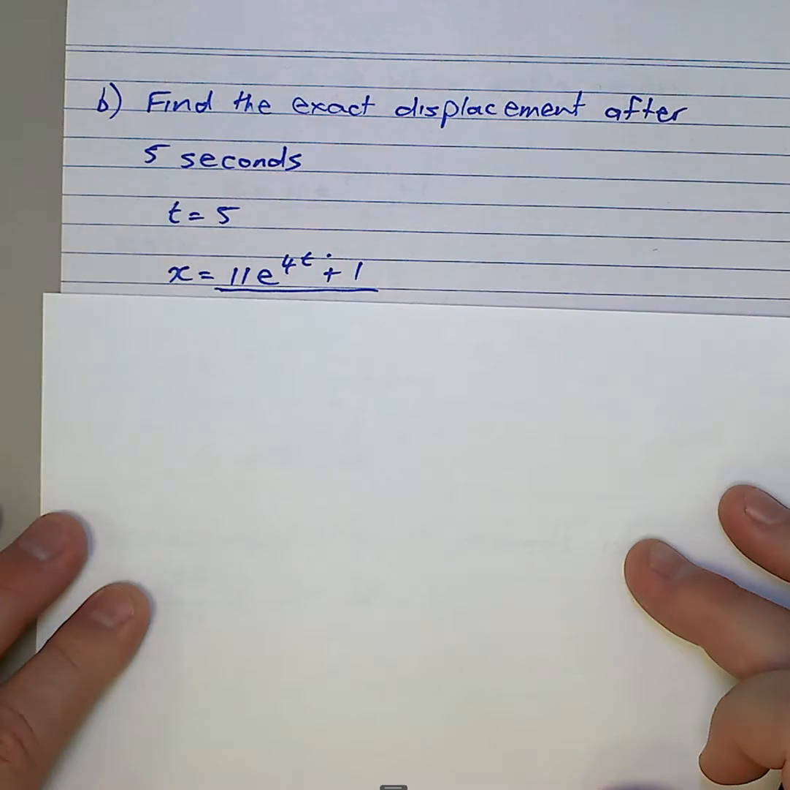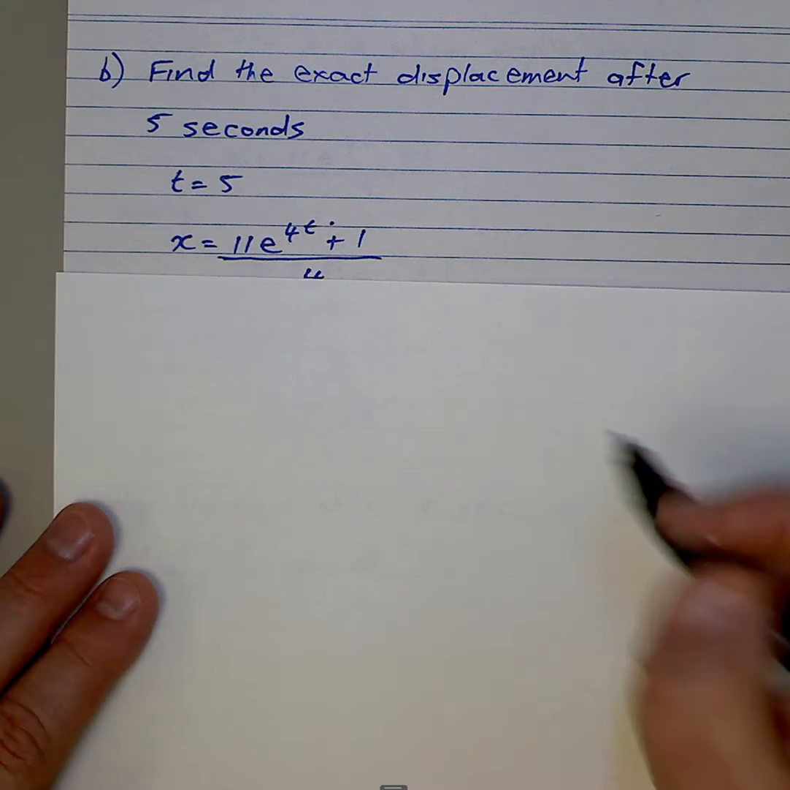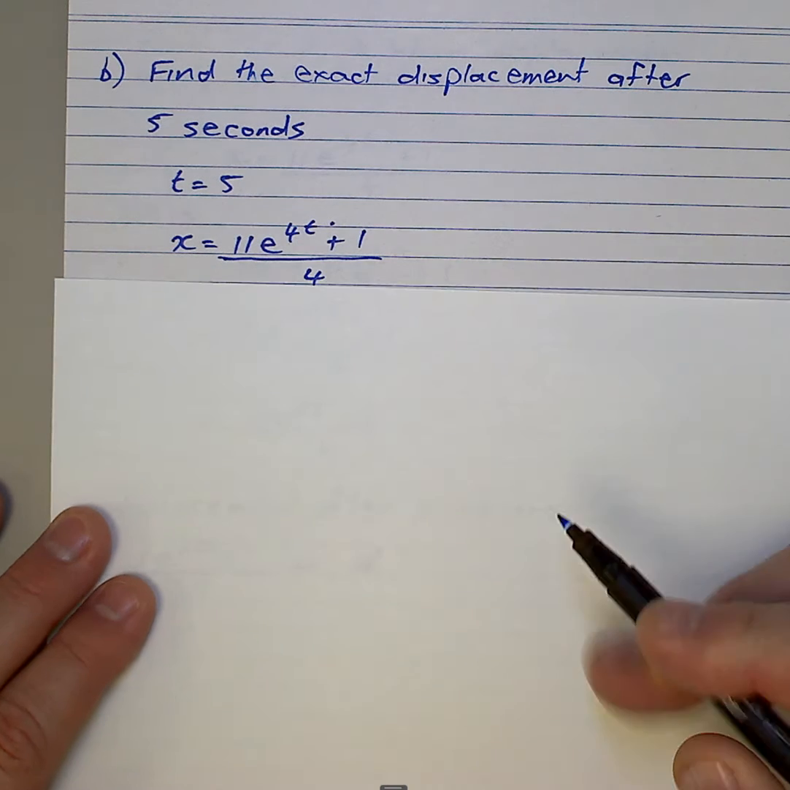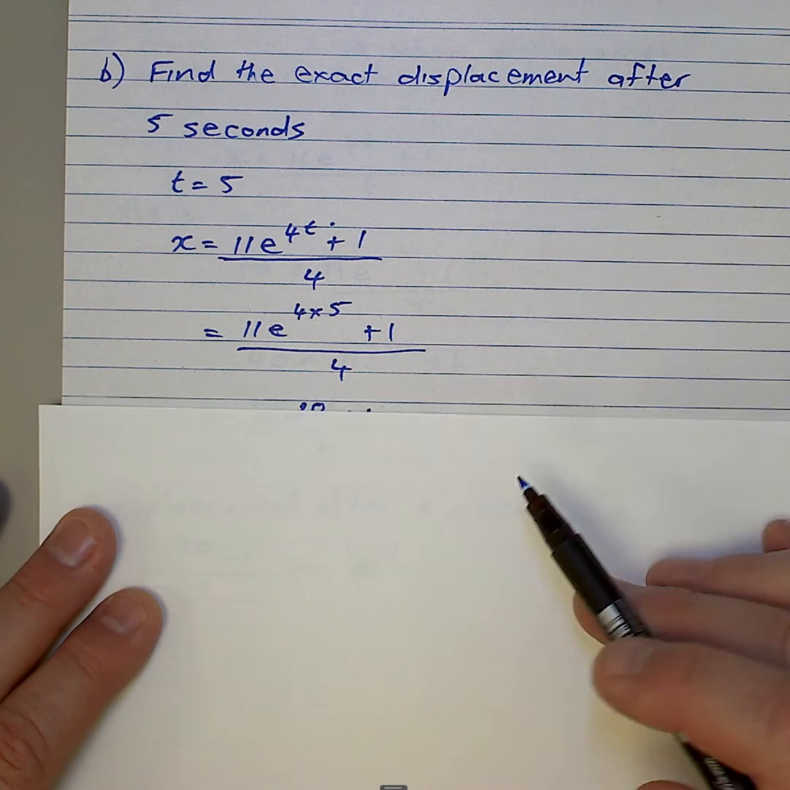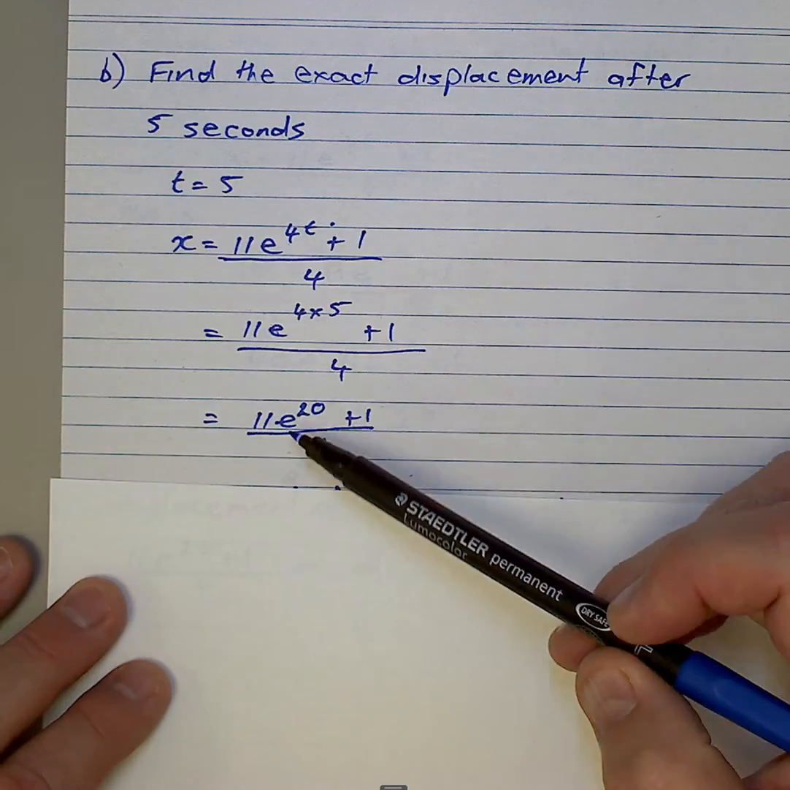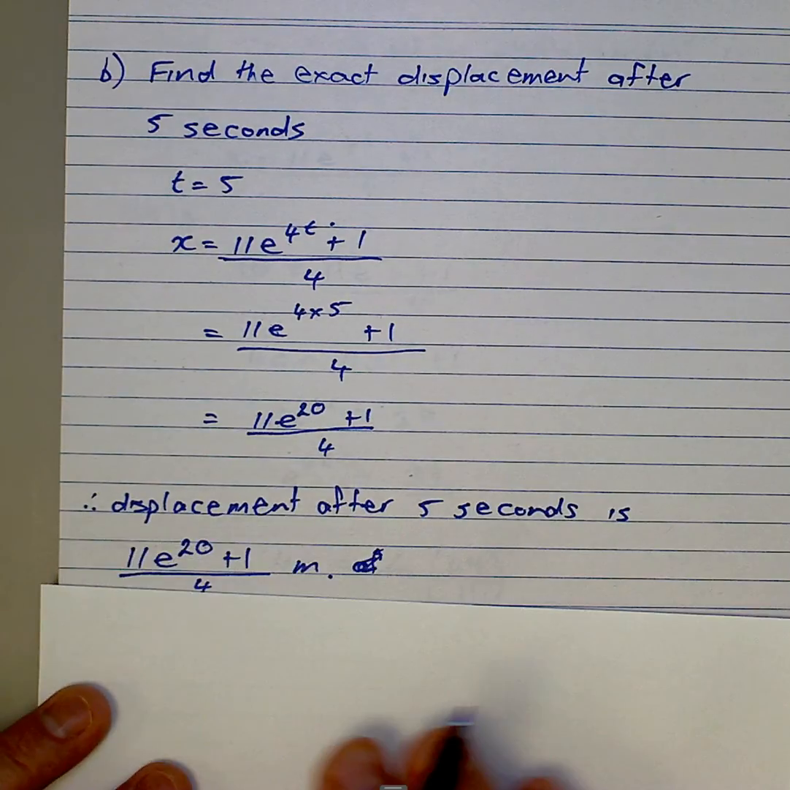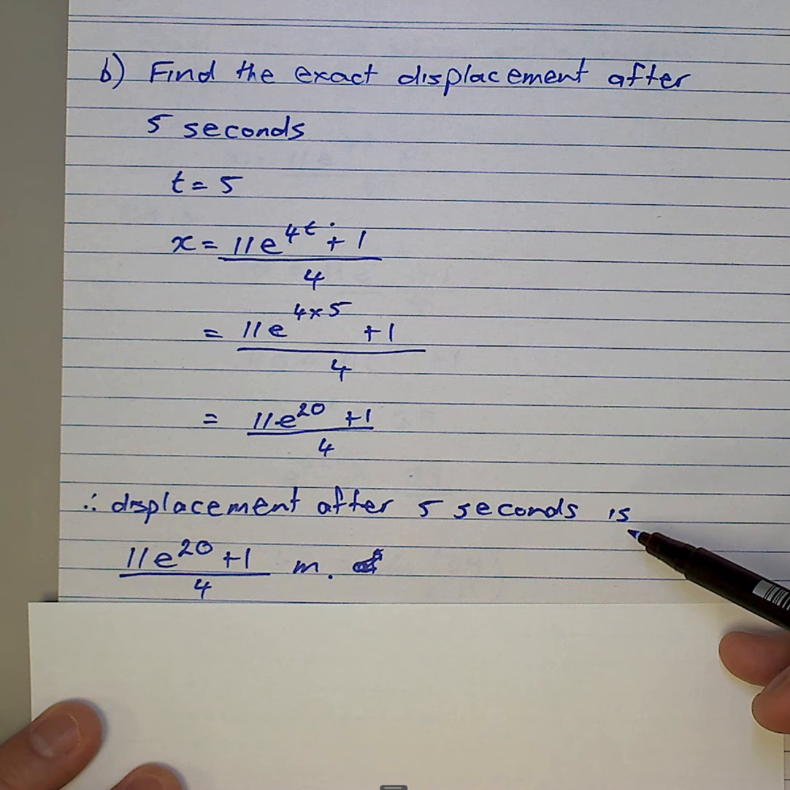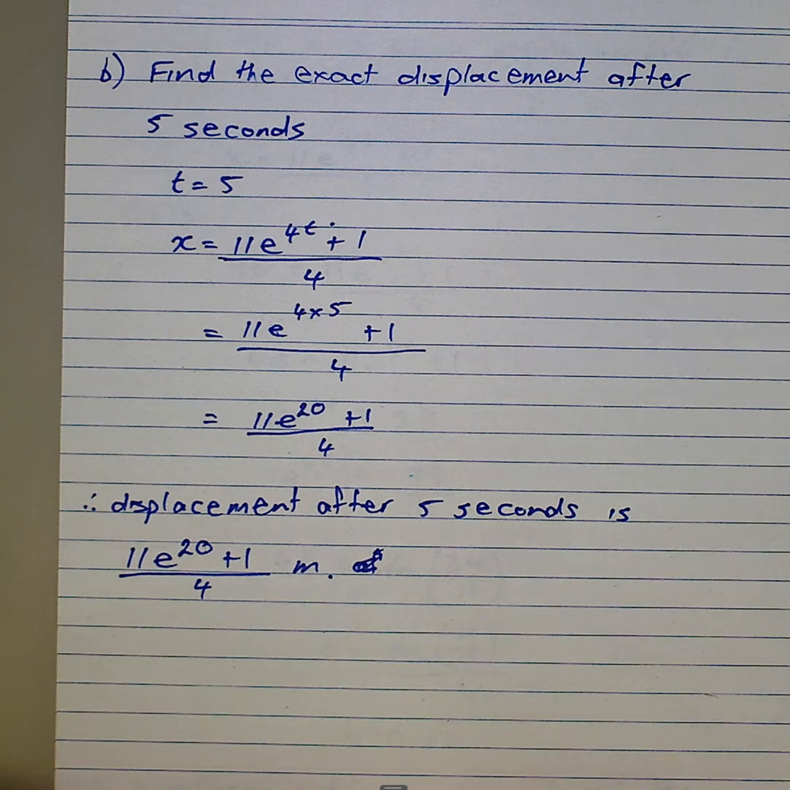Now, part B is fairly straightforward. We just want to find the exact displacement after 5 seconds. So when t equals 5, I just substitute that into this equation. Just going through the steps here, I get 11e to the power of 20 plus 1, all over 4, and therefore the displacement after 5 seconds is that expression in meters.